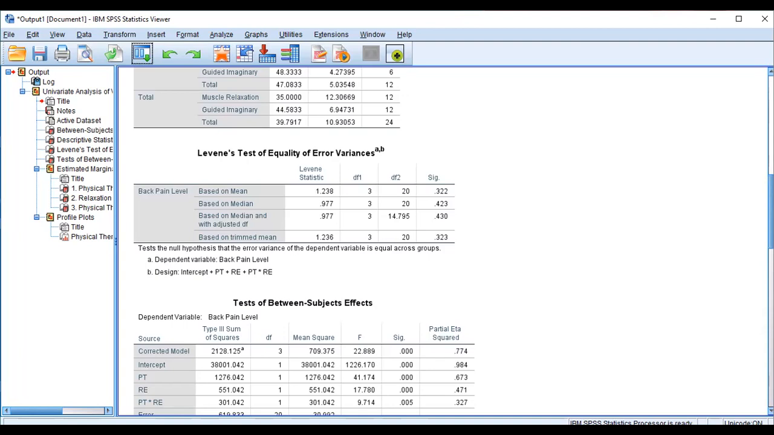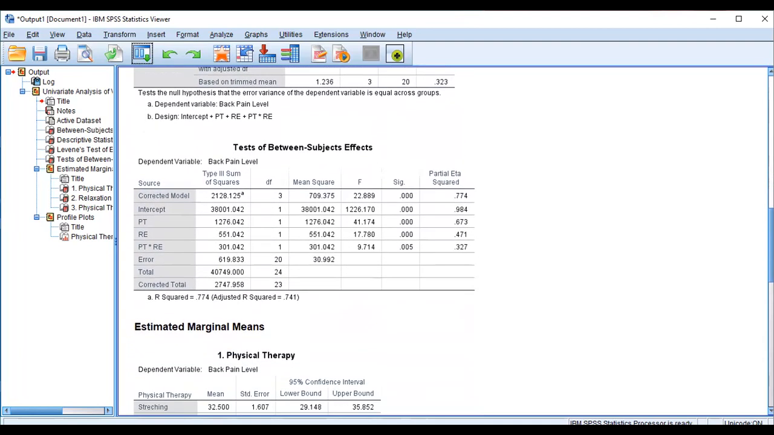Now talking about something more we are getting. Look at this, the ANOVA, or two-way ANOVA, which has been done. Let's look at physical therapy. The sum of squares for physical therapy is 1276 something. Degrees of freedom is 1 because we have got two categories, so 2 minus 1 is 1.